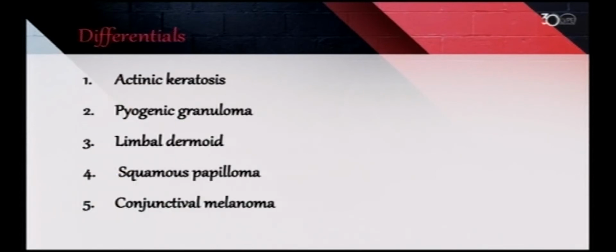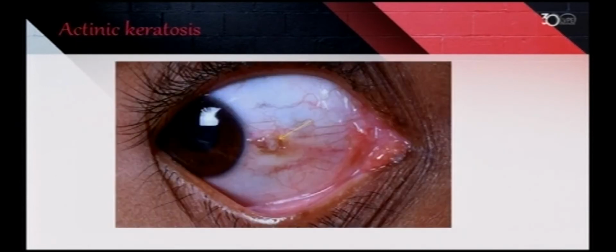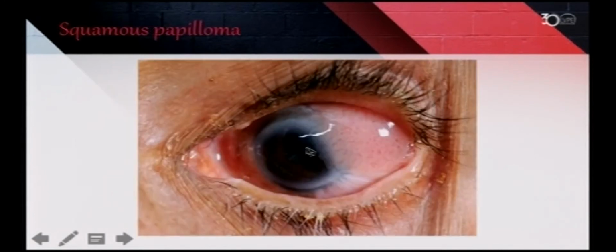So the differentials which you need to consider while making your diagnosis of OSSN are actinic keratosis. Actinic keratosis usually appears as a plaque with keratin on it, but it may be away from the limbus, as you can see in this case, and there are no feeder vessels as seen in OSSN. Squamous papilloma. Squamous papillomas are many a times extremely difficult to clinically differentiate from a case of OSSN, and histopathology can be the clincher in these cases.